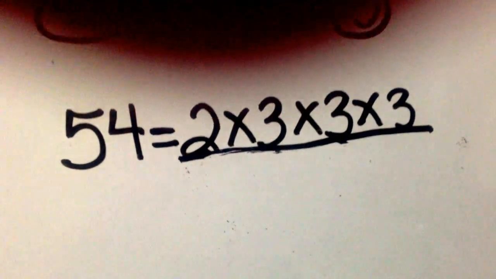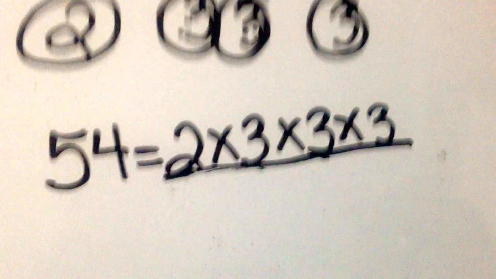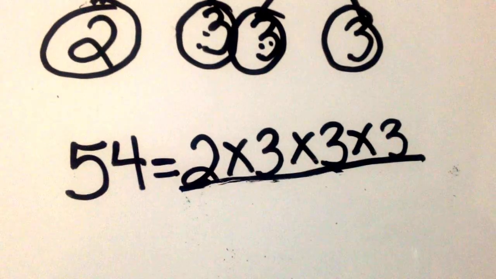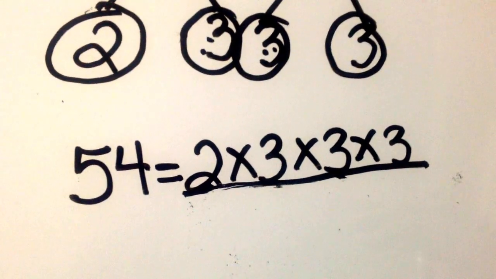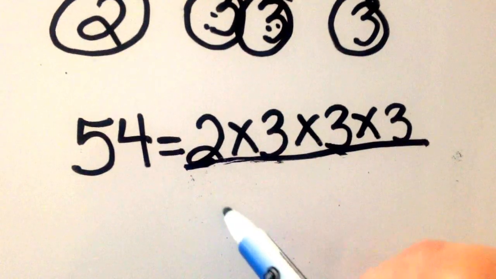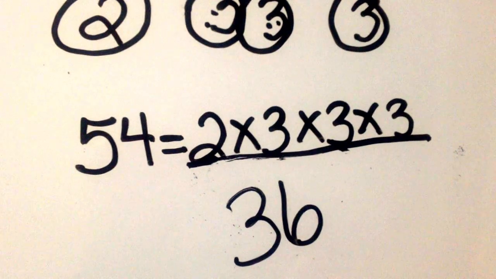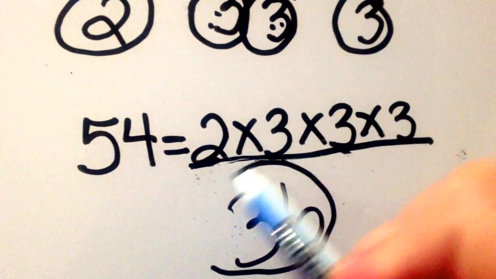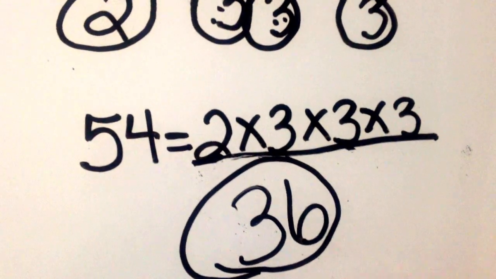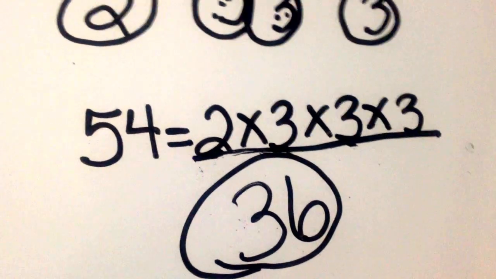So go ahead and pause the video, because what I would like you to do is the prime factorization for the number 36. Go ahead and do the prime factorization for the number 36. And after you've gotten the prime factorization for the number 36, creating your factor tree, unpause the video and see if your answer matches my answer. Go ahead and go.